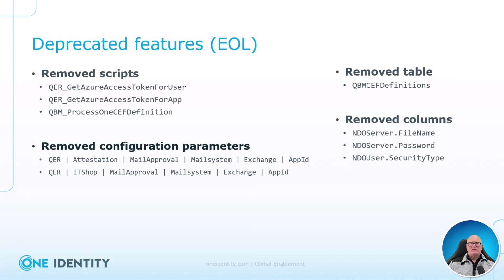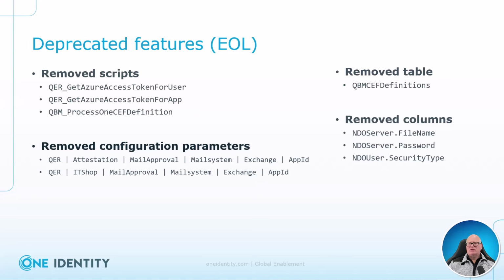For people interested in security, the new handling of these access tokens is now in isolation. Because we just removed the legacy Exchange EWS, it is as well necessary to remove configuration parameters helping to configure that. And this is now done. The removed configuration parameters on the left lower side are just old relics from old technology already removed, and so these parameters are removed as well. Because of a newly implemented behavior, we don't need the table QBMCEFDefinitions any longer, and that is the reason why it was removed.